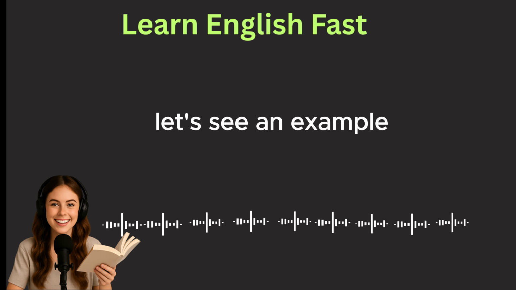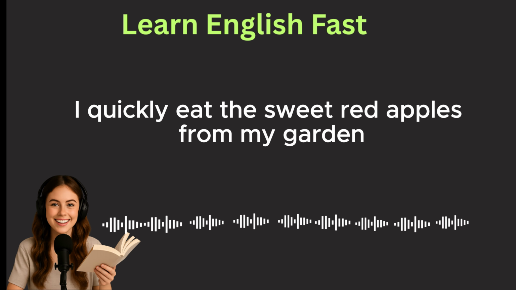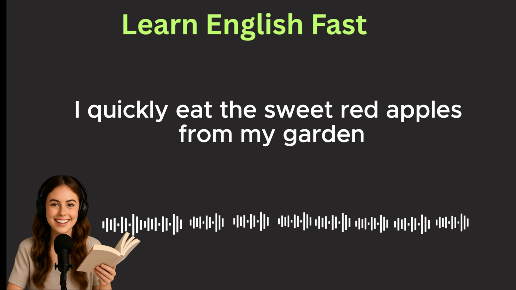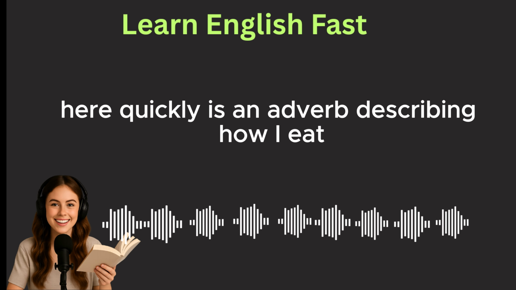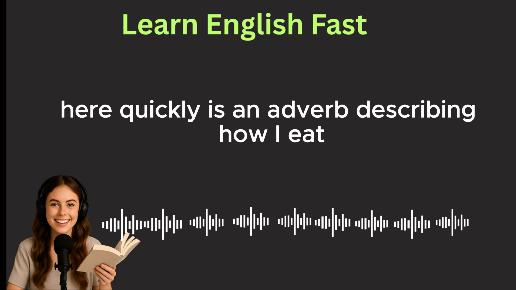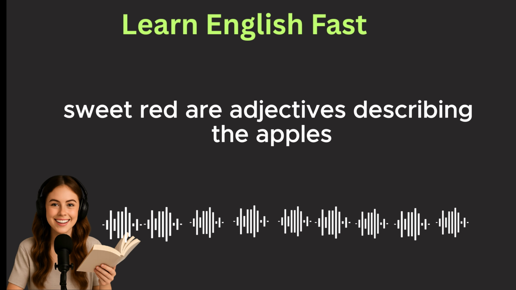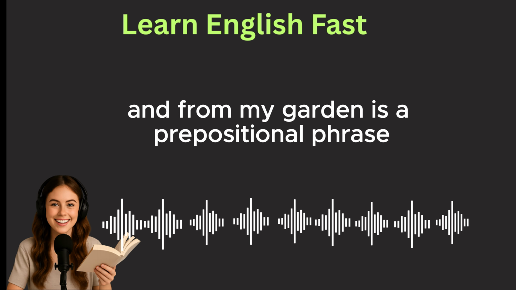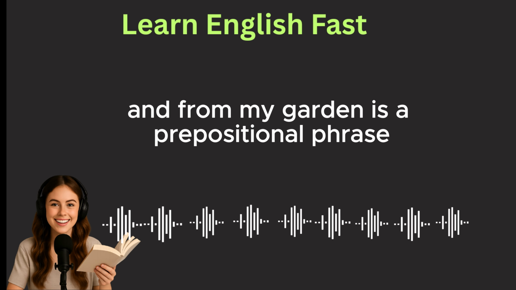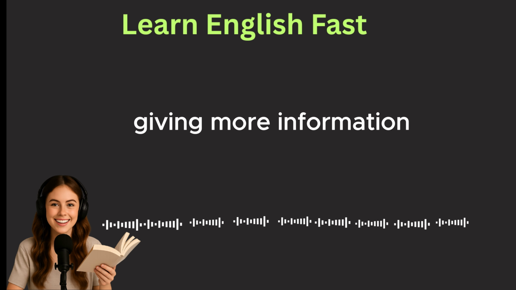Let's see an example. I quickly eat the sweet red apples from my garden. Here, quickly is an adverb describing how I eat. Sweet, red are adjectives describing the apples, and from my garden is a prepositional phrase giving more information.